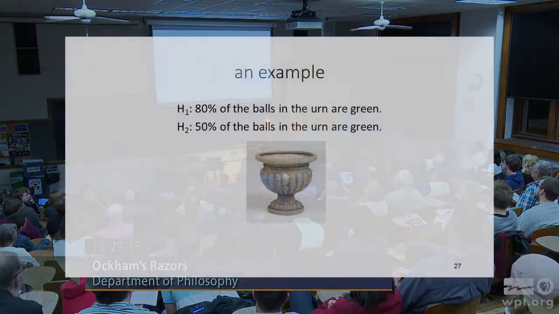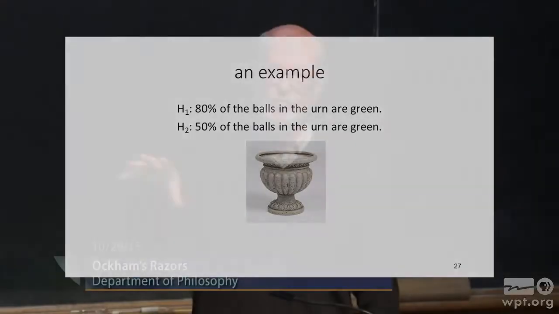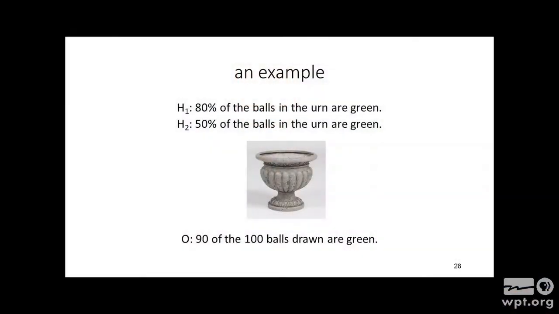And here is the example that's supposed to make you all think, oh yeah, that's a good principle. So we have an urn. It's filled with balls. Each ball has one color. And we're interested in testing two different hypotheses about all these balls that are in the urn. The first hypothesis says that 80% of the balls in the urn are green. H2 says only 50% are. And we're going to test these two hypotheses by drawing some balls out of the urn. We're going to draw 100 out.